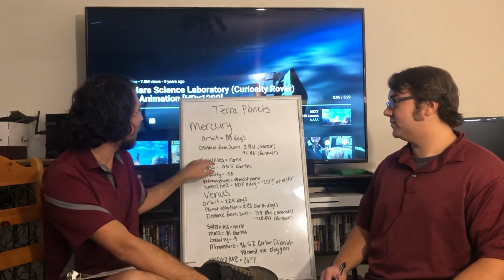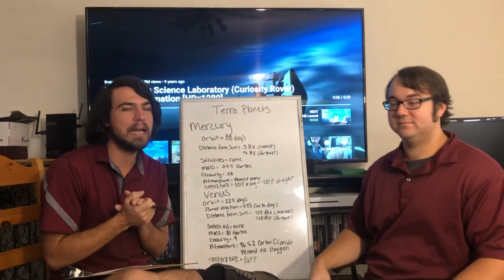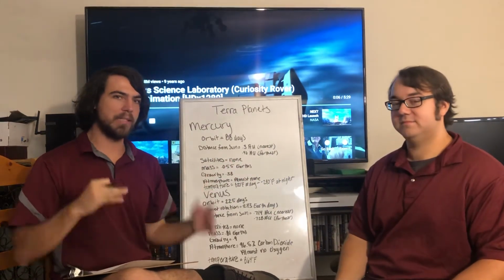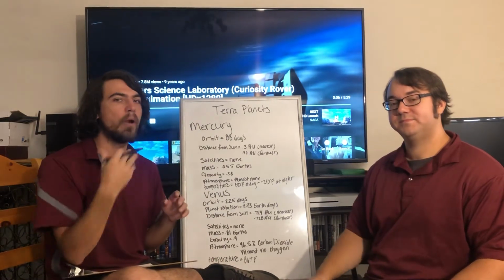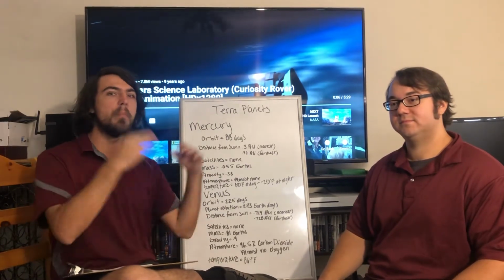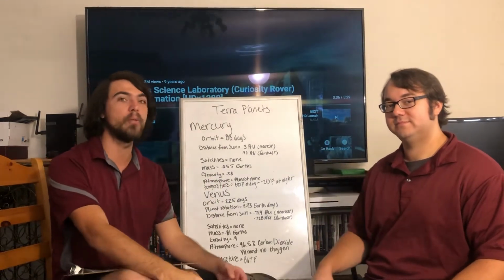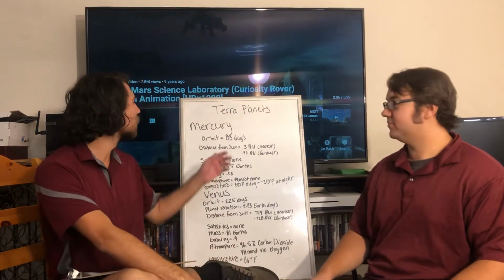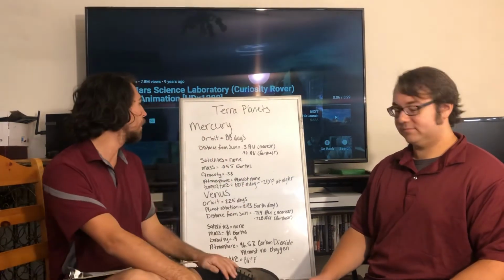All right, satellites. It has 0 satellites. Now, when we say satellite, we don't mean a man-made satellite that we sent out there. We're talking about something that is floating around it. So the Earth itself has many man-made satellites, but it has one natural satellite, which is the Moon. Mercury has no natural satellites, none at all.